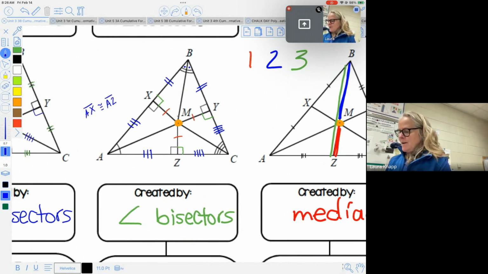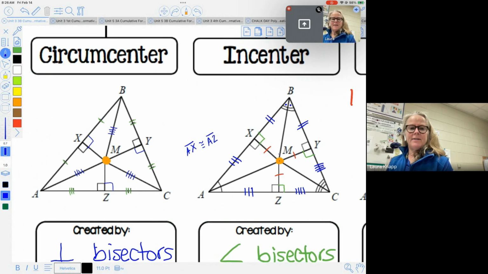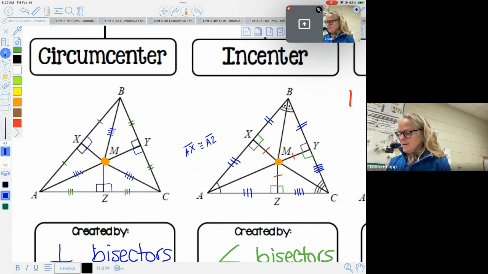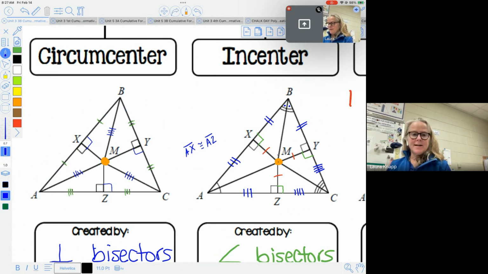All right, now I just wanted you to take a look at these two. Look how similar they are. There's tick marks all over the place. But look where there aren't tick marks here. No tick marks from the center point to the sides. But now for the first time, look, MB and MC and MA are all congruent. That's different with the circumcenter triangle, and that's what we're going to talk about.